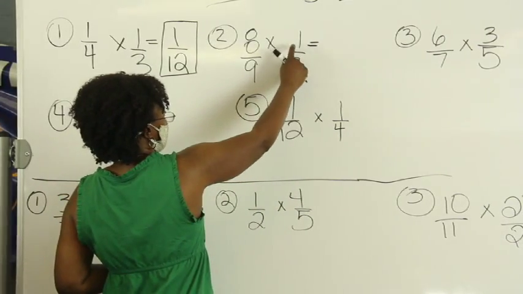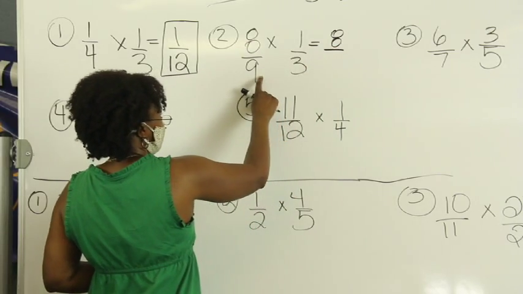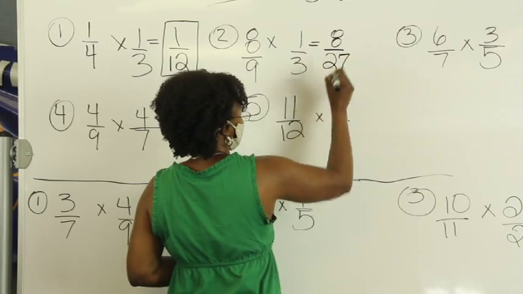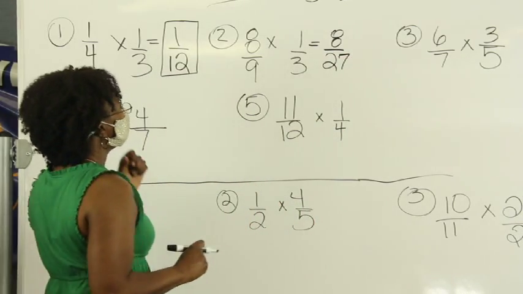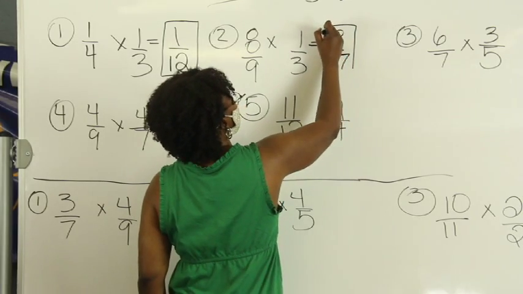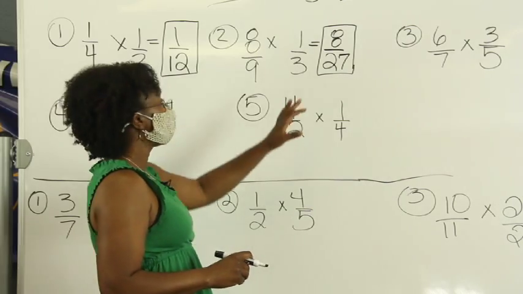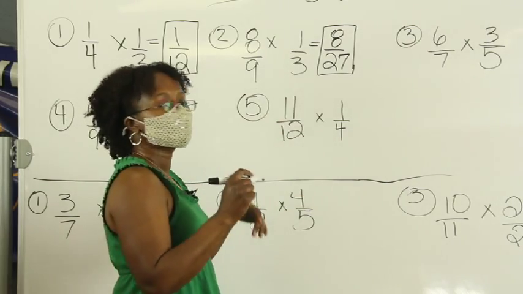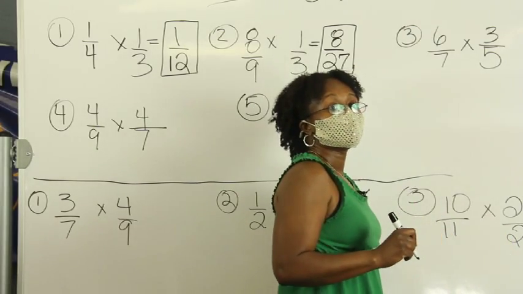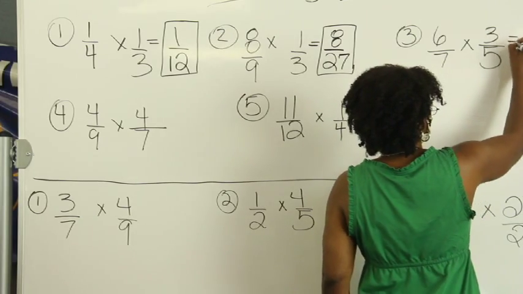8 times 1 is 8. And 9 times 3 is 24. All right. So your answer is... I always like to find a way to really point out what the answer is. You can circle it, you can square it, whatever you want to do. I think teachers really love that, so they don't have to search for everything.